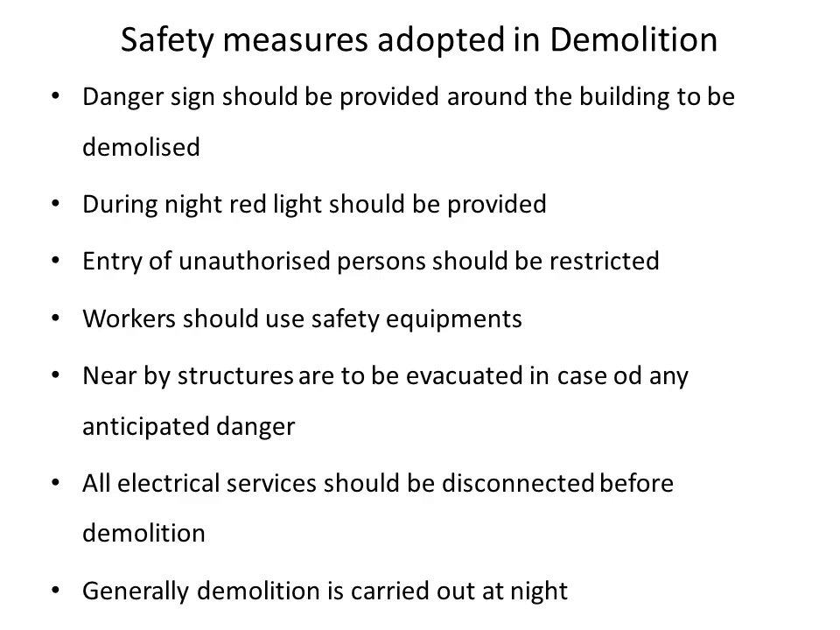Before demolishing a building, we should put a danger sign around the structure that is going to be demolished. During night time, red light should be provided around the barricades, and entry of unauthorized persons into the building should be restricted. At the time of demolition work, workers should use all safety equipment like helmets, goggles, gloves, etc. In case of any anticipated danger, the nearby structures should be evacuated, and proper safety guidelines should be given to them.